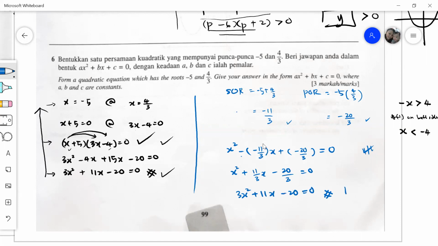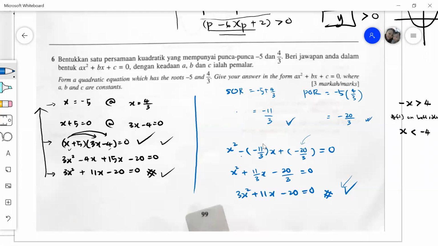So this one, you got 1 mark here. You find the sum of roots, you find the product of roots, you get the marks, and you put them in. This last part they don't count, because if you put in correctly, at the end you also get it right. So you get 1 mark here, 1 mark here, and 1 mark here. So both ways also can. Understand? This one uses the reverse of the solving quadratic equation method. This one uses the SOPOR method.